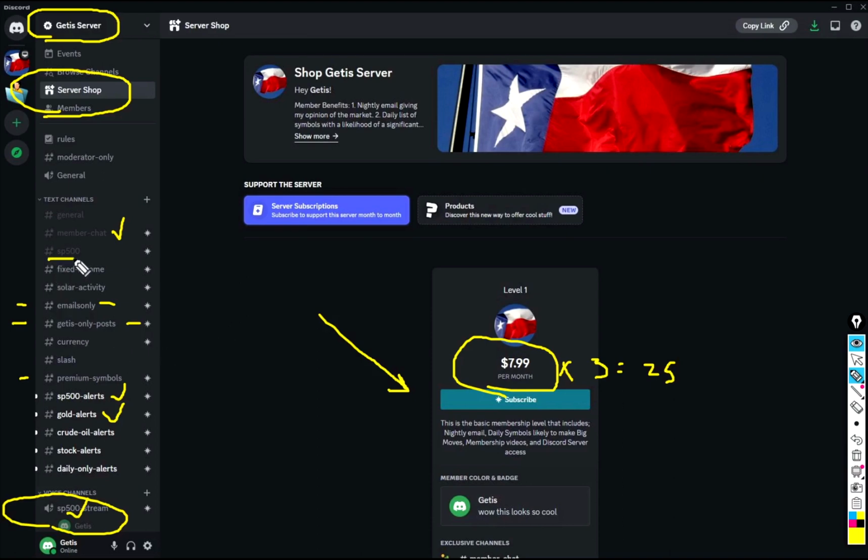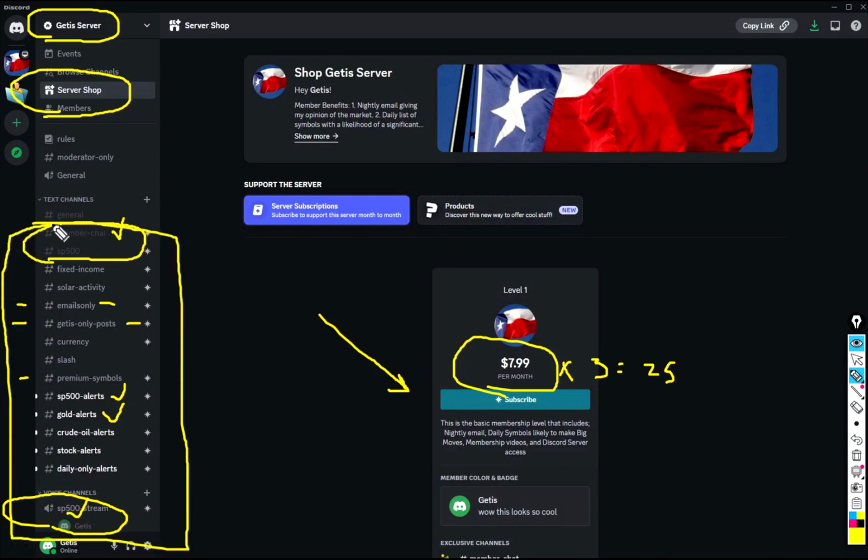Okay, and up here is just typical member chat. If you have any support issues, you can throw it in the member chat. Usually it's, hey, I'm not getting my email, and I'll take care of it. All of this, everything in this vertical rectangle, is members only. The public doesn't get to see any of this. For $8, it's an awesome deal.